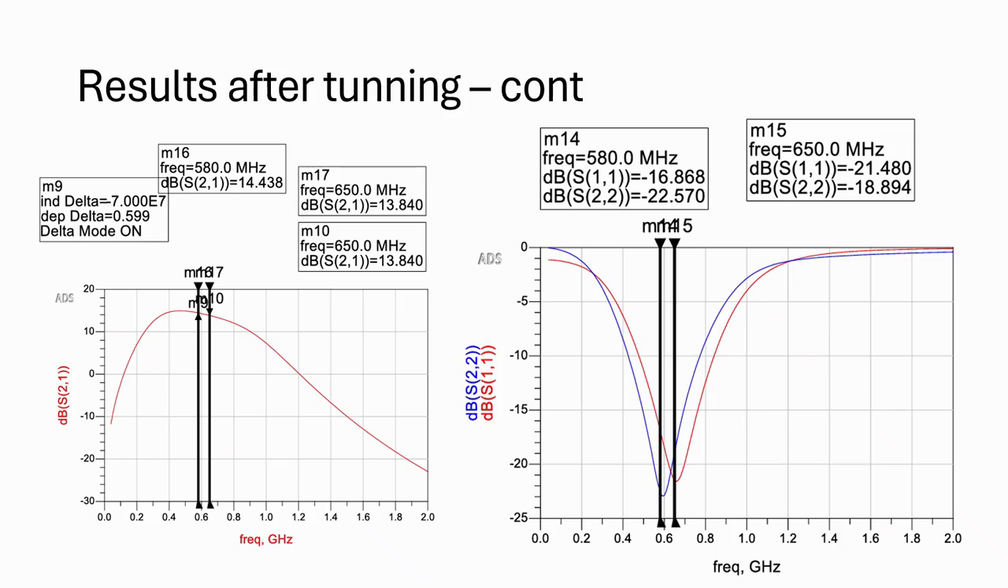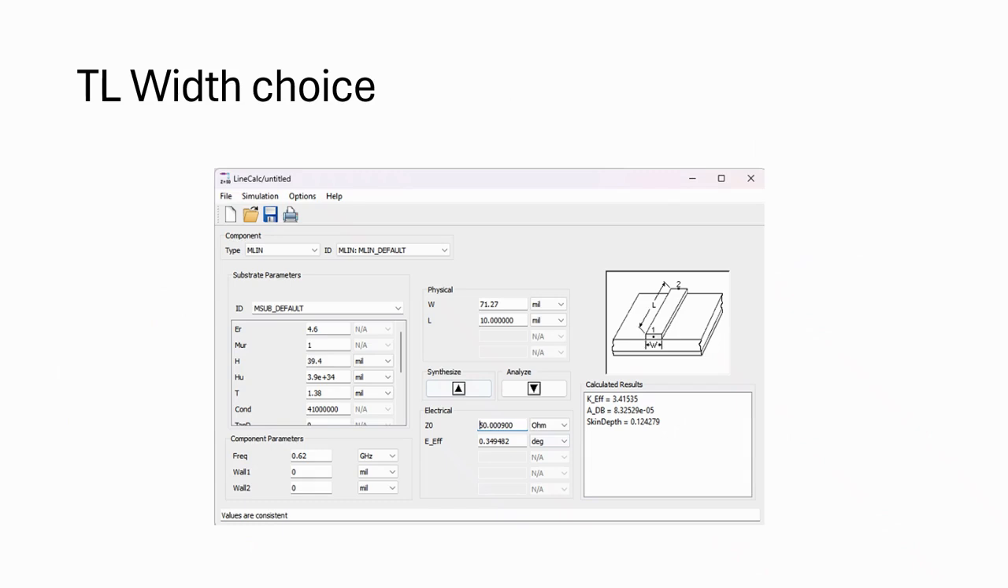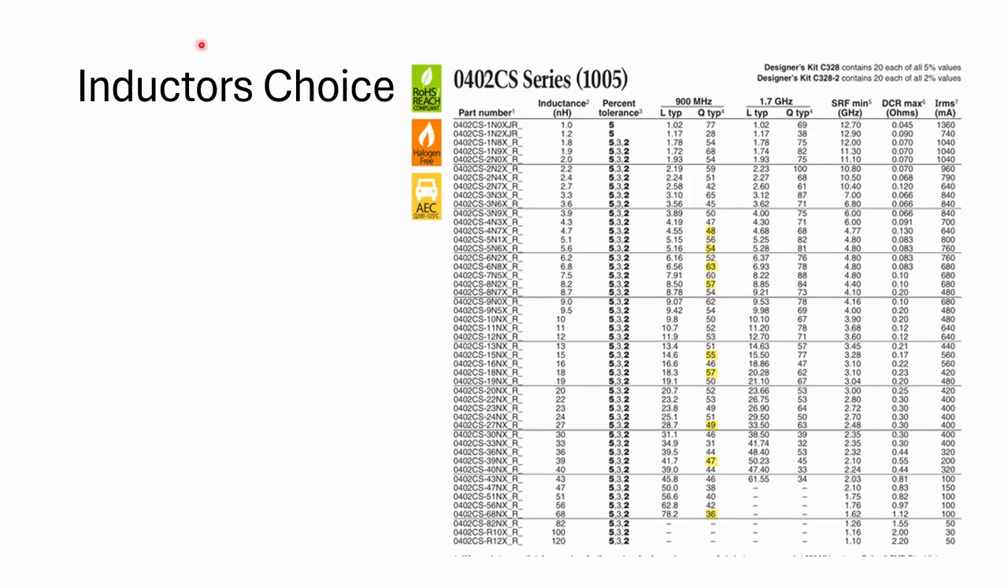Then we now need to do the layout to send it for fabrication. We need to choose the width of the transmission line. For a 50 ohm transmission line, we need 71.27. With the inductors, we need to enter the quality factor. Therefore, we checked the 0402 package, and we found these quality factors. The design to generate the layout will be as follows.